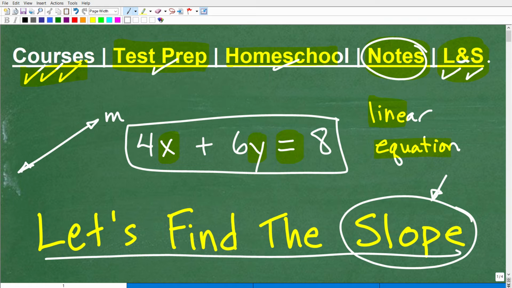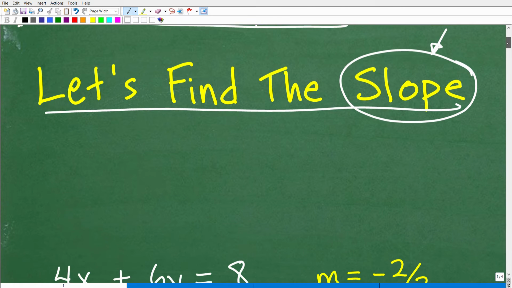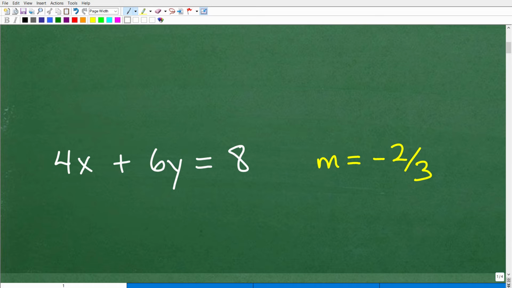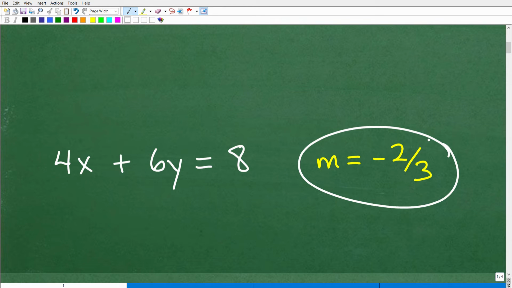Okay, so I'm going to go ahead and show you the answer right now of the slope of this particular linear equation, two-variable linear equation. And here we go. So here's the problem. 4x plus 6y is equal to 8. The slope of this line, that I'm going to refer to this linear equation as a line, is negative 2/3. This is the correct answer.